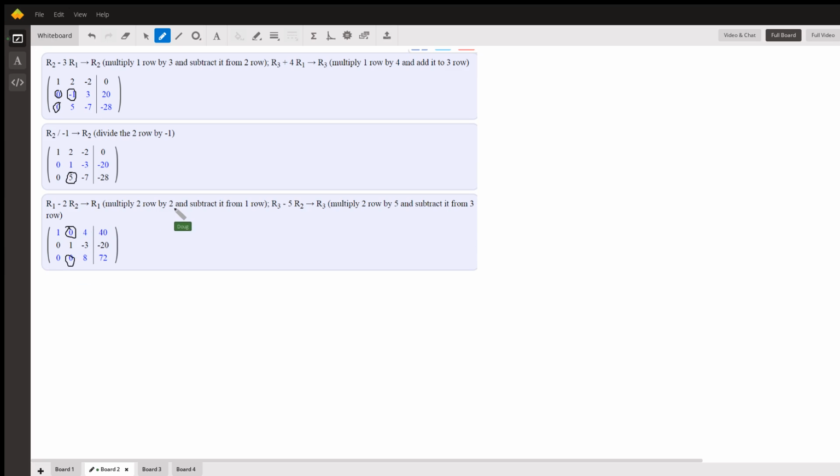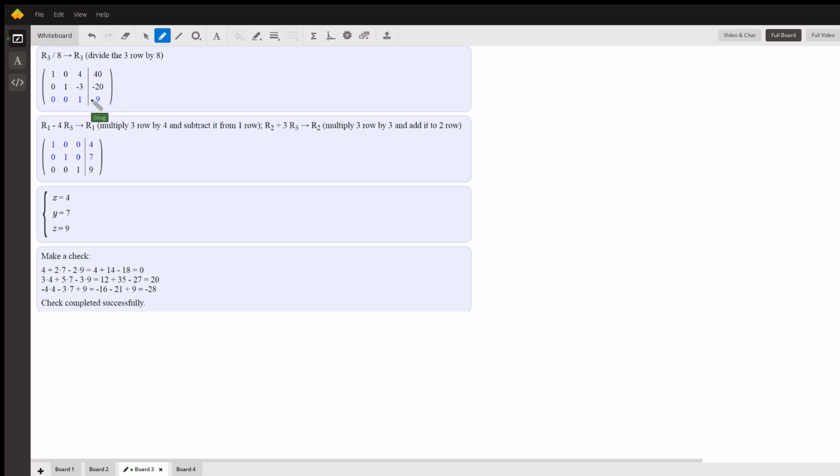So multiply row 2 by 2 and subtract it from row 1, or you can think of multiplying row 2 by -2 and adding it to row 1. And then same deal here, we turn this to a 0. And now we have this problem. We want that to be a 1. What do?